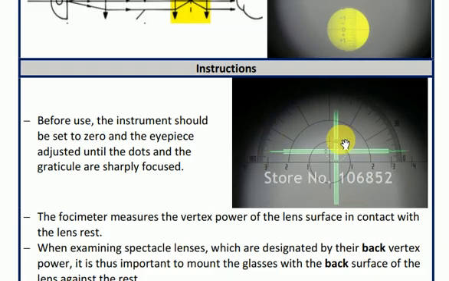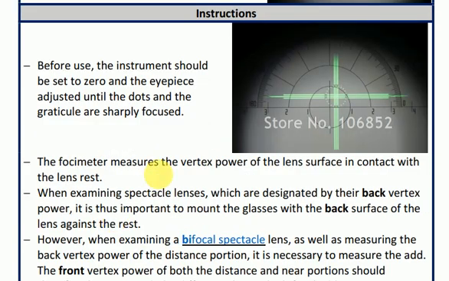So before use, the instrument should be set at 0, the eyepiece adjusted until the dots and the reticule are sharply focused, so it should sit at this 0. The focimeter measures the vertex power of the lens surface in contact with the lens rest.